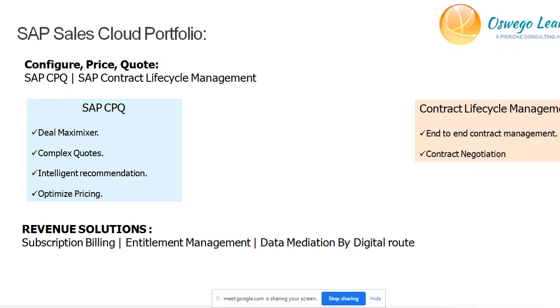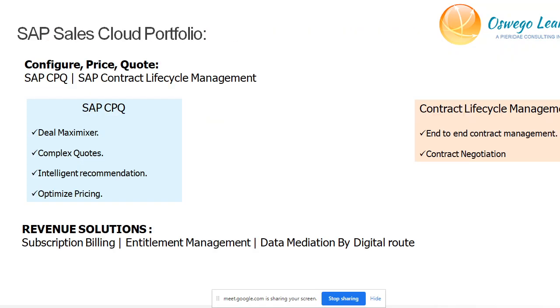And the contract lifecycle management, so it is having the end-to-end contract management and contract negotiation concept. It is available. And the last is for the sales cloud, the revenue solution, subscription billing, any kind of subscription business concept, like ISU industries like electricity or telecom sector. It is very much useful. Subscription based billing and entitlement management is also available, and data mediation by digital route.